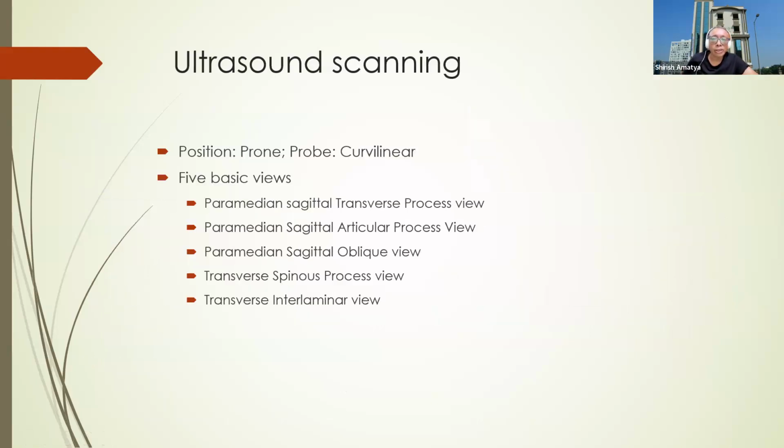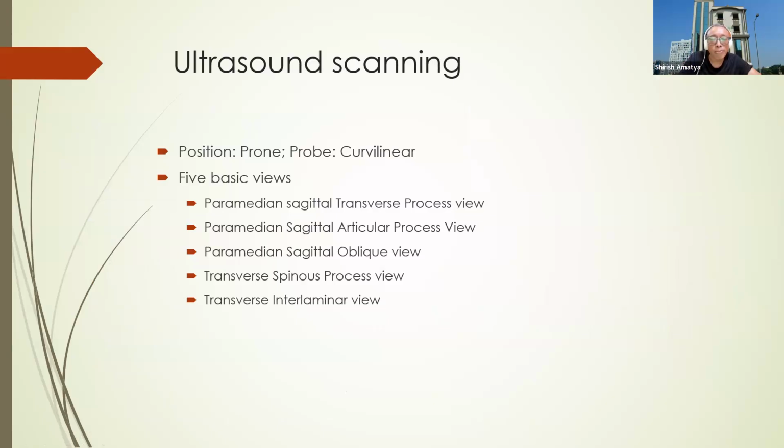To scan the medial branch and the facet joint, the patient position is usually prone, and we usually use a curvilinear probe, like sir has demonstrated in the lumbar area. There are basically 5 basic views in the lumbar area which we should be knowing.